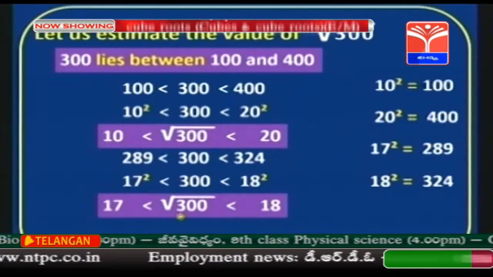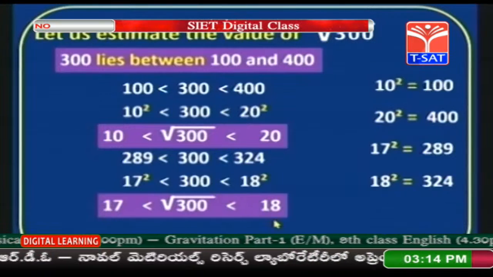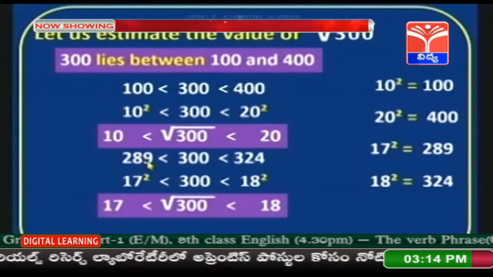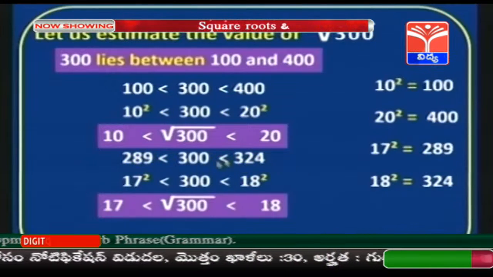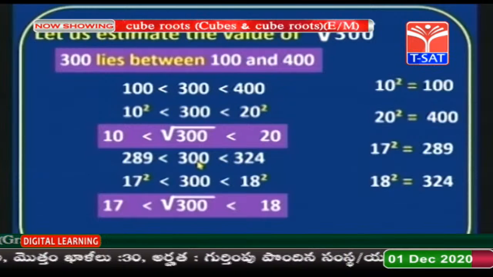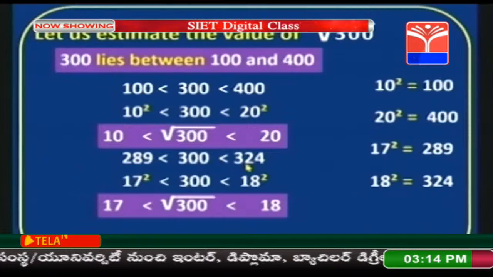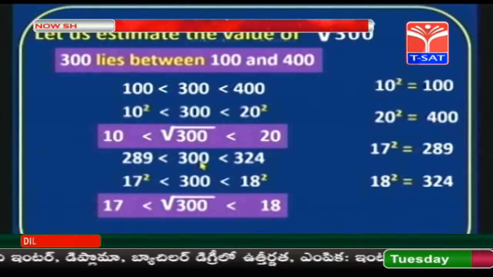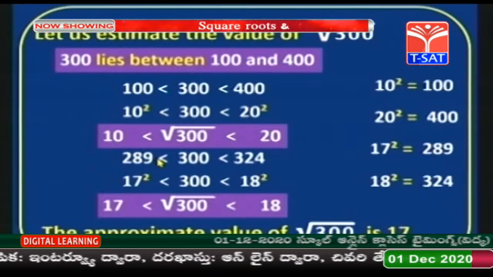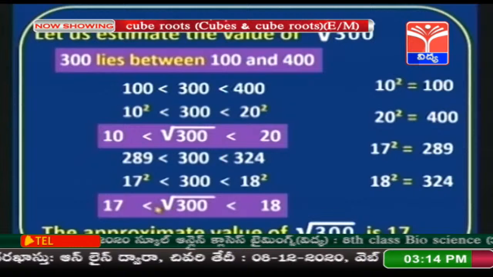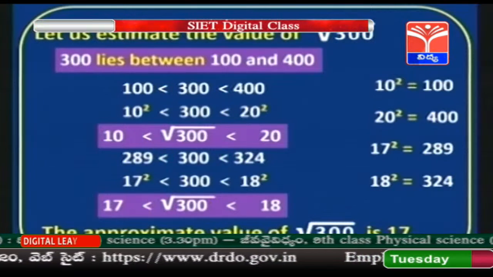Children, here you have to take the value of root 300 nearest to either 17 or 18. Let us check. 289 is 11 less than 300. 324 is 24 more than 300. Now tell me which is nearest? Yes, this is the nearest. So the approximate value of root 300 is 17. Like this we can find the approximate value.